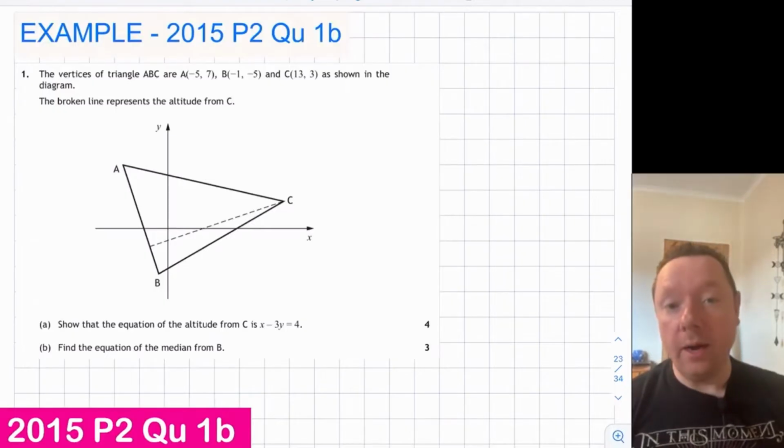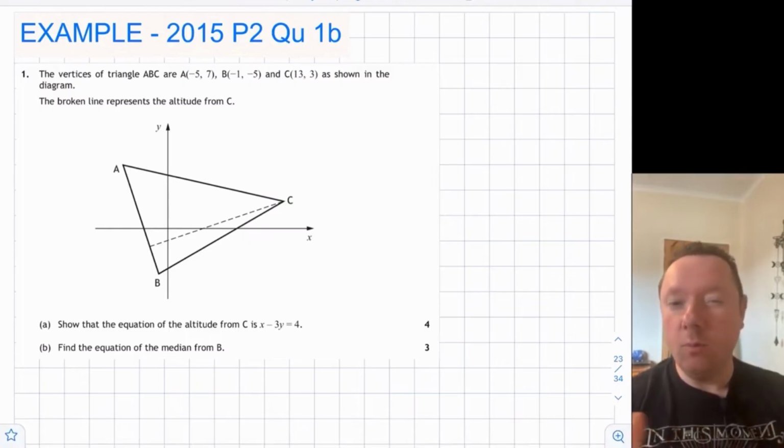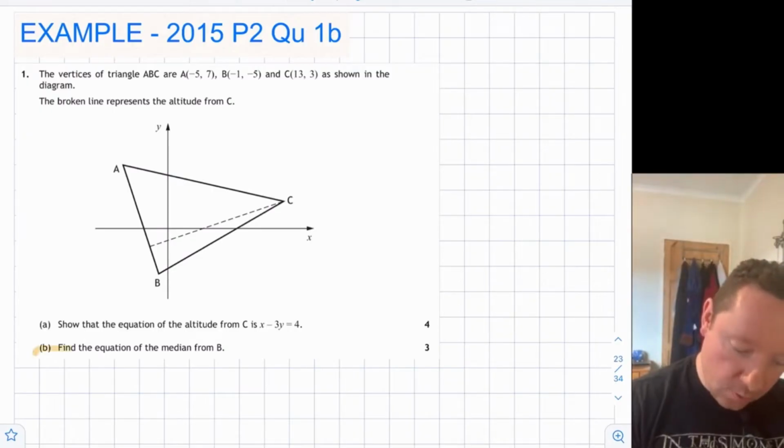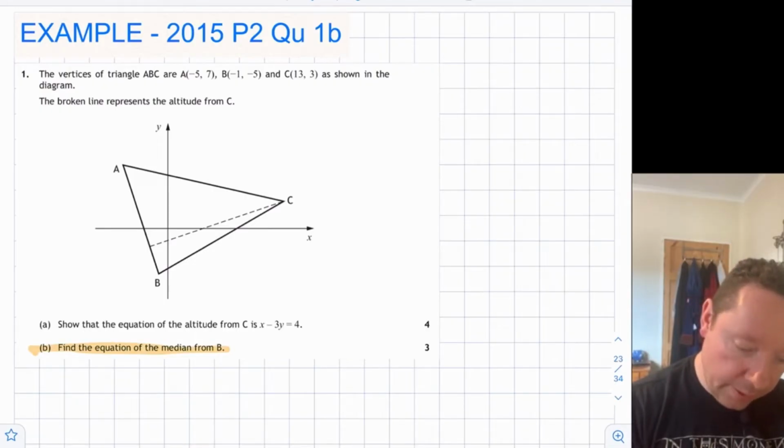Example from the 2015 paper 2 question 1b. I'm not going to do part A, I've done that in a previous video, but I'm just going to focus on part B. Then later on we'll tie this all together and we'll see how A, B and C go together. So just looking at this part of the question here, find the equation of the median from B. So there's my B here. It's not got a line, so I'm just going to draw one in. It's asking me to find the equation of this line where it cuts this in half. So let's just call that M again.